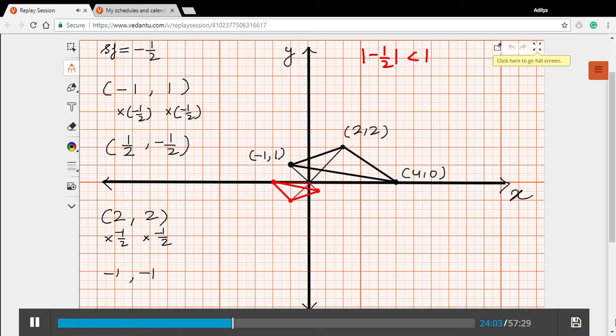Okay, so let's see the questions. I think the first question is saying copy each diagram on a square grid, and shape A has been enlarged onto shape B. Then find the center of enlargement and calculate the scale factor. So let me do one thing. I'll just try to upload the figure on the board, which is there in the first question, and then we may try it.